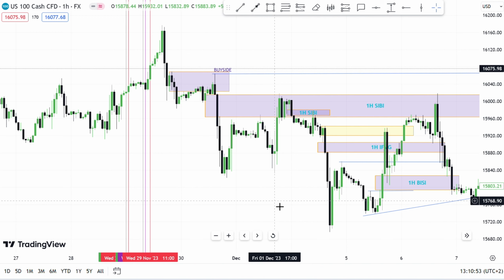Then London opens at 9 a.m. South African time and ends at 6 p.m. South African time. Then New York opens at 3 p.m. South African time and closes at 12 a.m. South African time. Cool. So you get the gist of it.